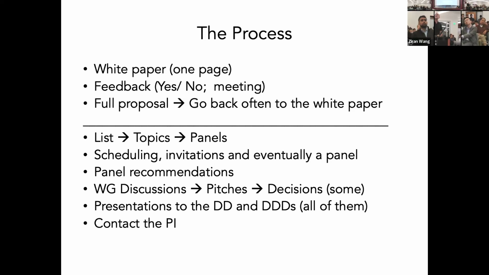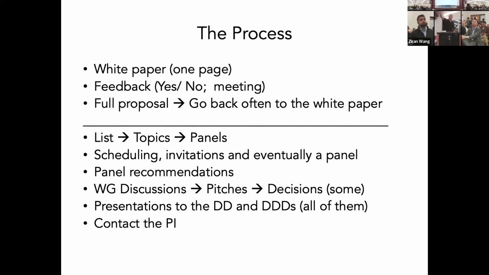So you got the feedback, and based on the feedback, you work on a full proposal, and oftentimes when you write the full proposal, you have to go back to the original white paper, because this is where you put your ideas, and also that's the place where we get your feedback. And you submit, the proposal goes through the pipelines of NSF, and there are a lot of pipelines and a lot of bureaucracy until it actually gets to the hands of the program directors.